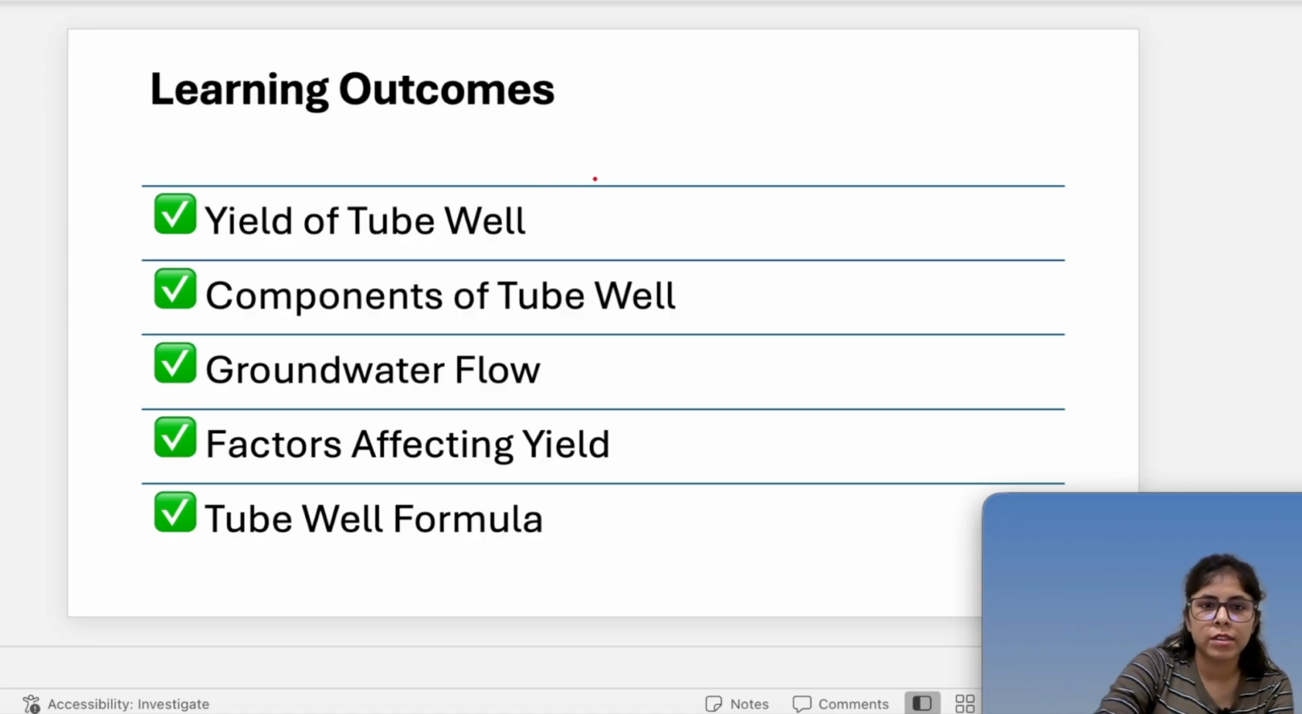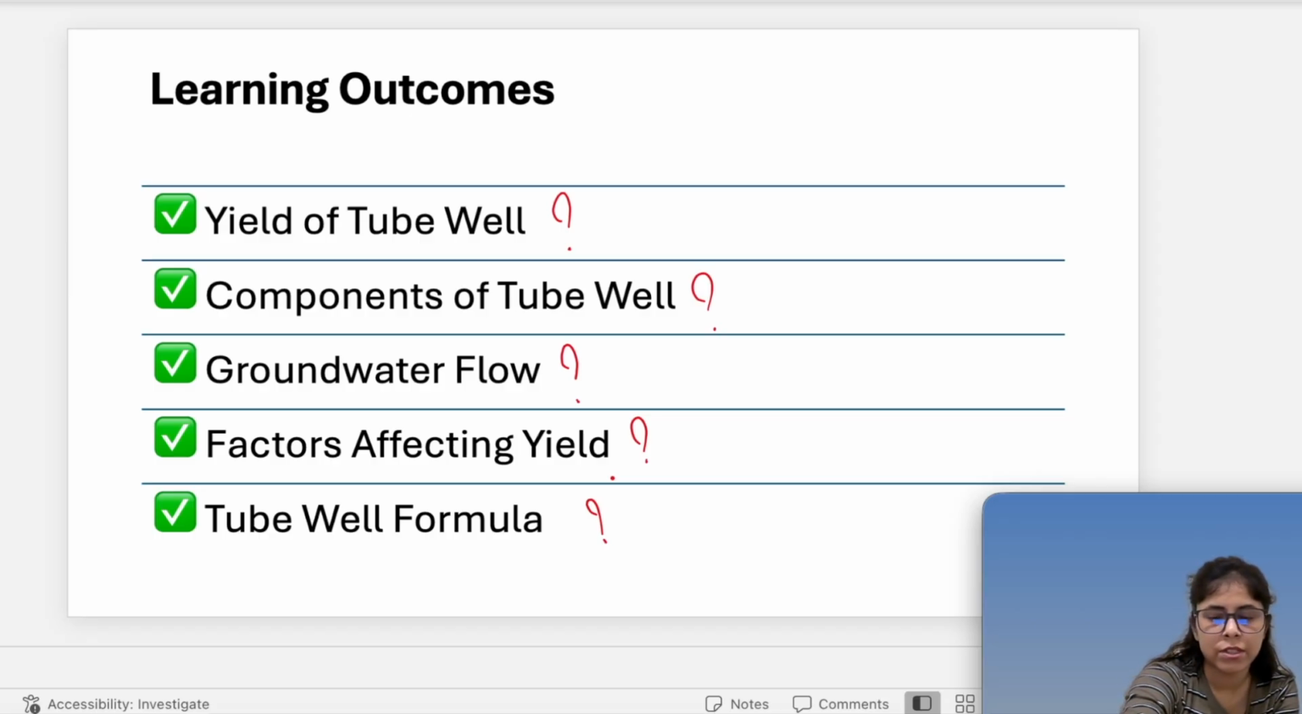So in today's lecture we will be learning what the yield of tube well is, what the components of a tube well are, what groundwater flow is, and then the factors affecting the yield of tube well, and then we'll be seeing the tube well formulas. We'll be deriving them, a kind of derivation.